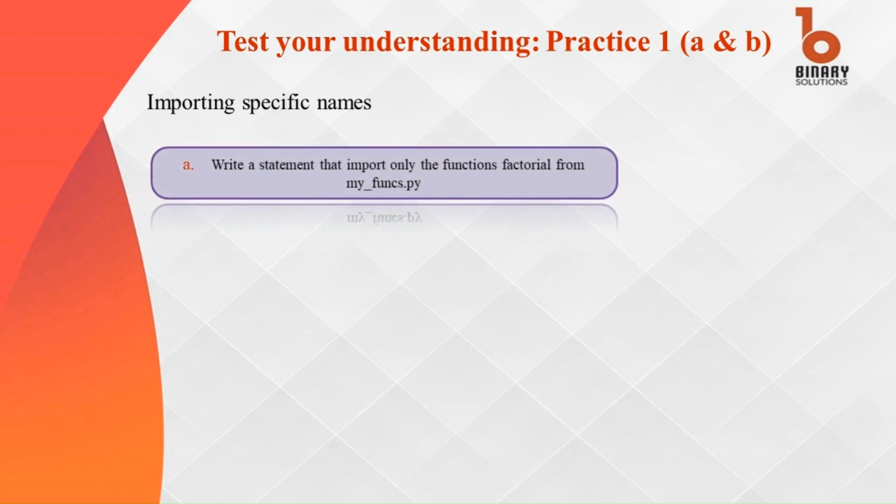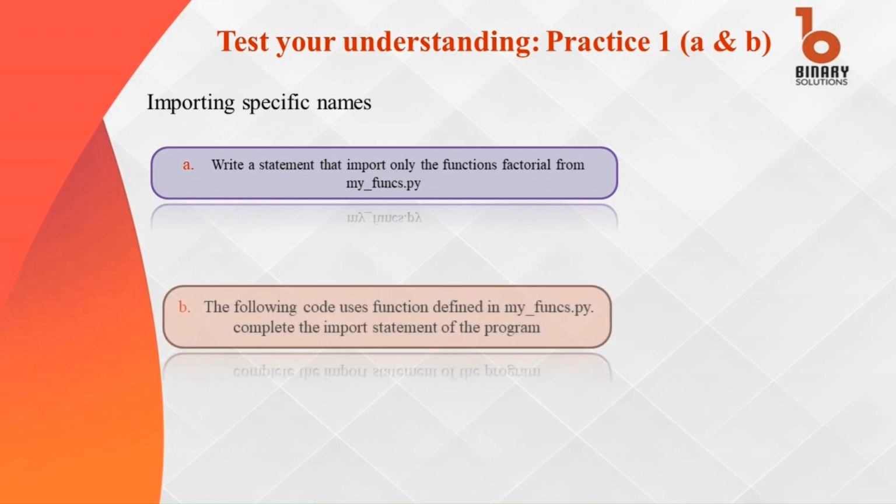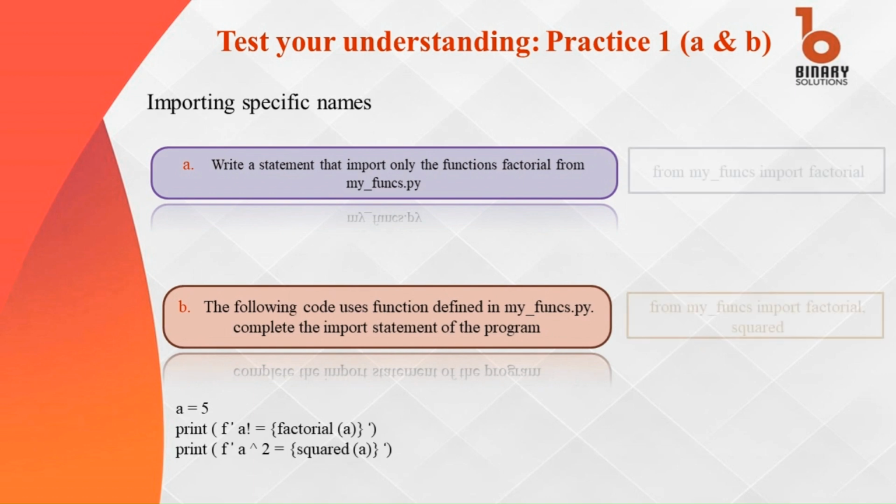Write a statement that imports only the factorial function from a module. Think you've got it? Here's your second challenge. Take a close look at the code below. It's using functions, but the import statement is missing. Can you complete the import statement so that both factorial and squared are correctly used in the program? Let's see if you can crack it.